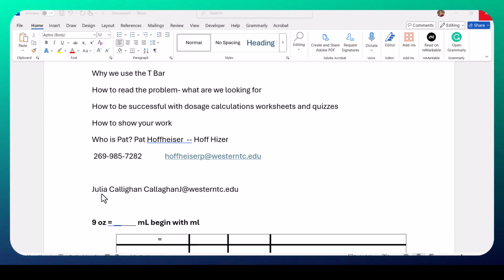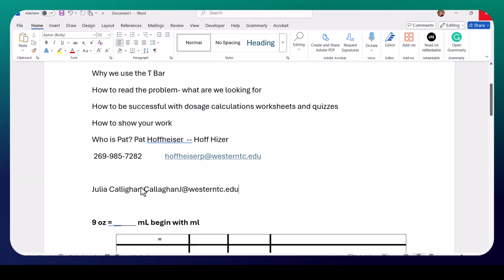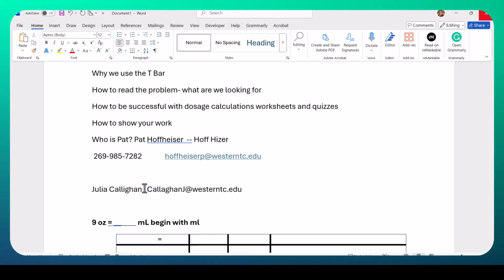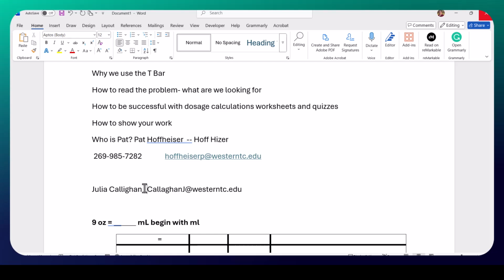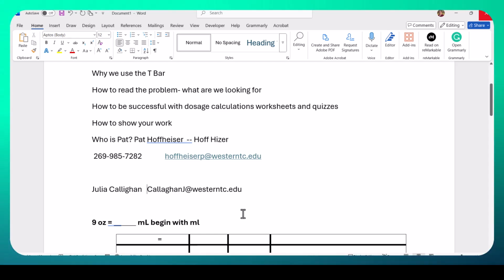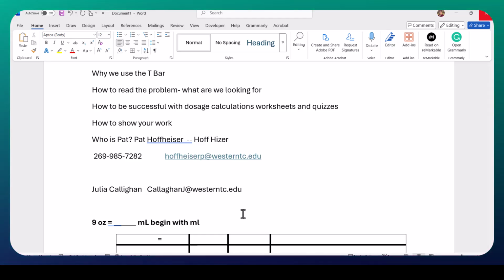So here's Julia's name, Julia Callahan, Callighan, and this is her email address, CALLAGHANJ@westerntc.edu. She is our nursing math expert, and she understands dosage calculations extremely well and will help you, particularly if you're having trouble with basic math like fractions and decimals and things of that nature. She can definitely help in that area too.